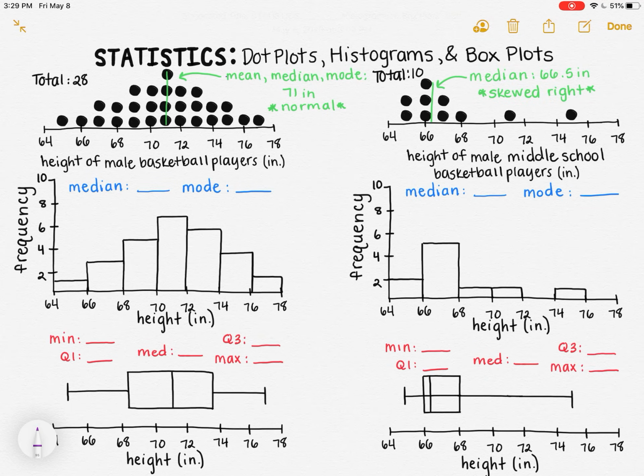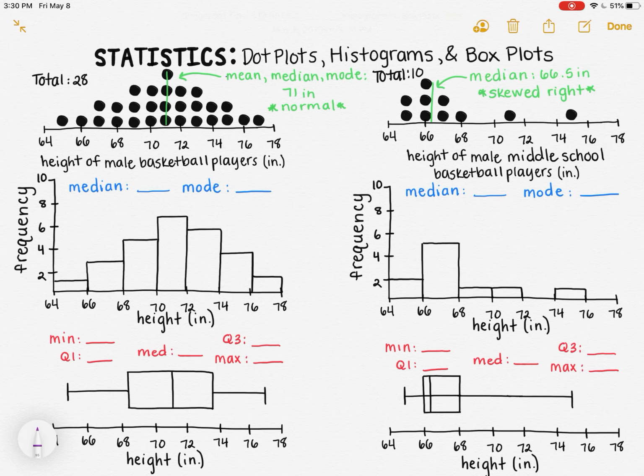In this video, I'm going to show you how to find important characteristics of dot plots, histograms, and box plots. We've been using dot plots in our previous videos, so I copied two of the dot plots from the previous video. The one on the left is the height of male basketball players in inches, and the one on the right is the height of male middle school basketball players in inches.